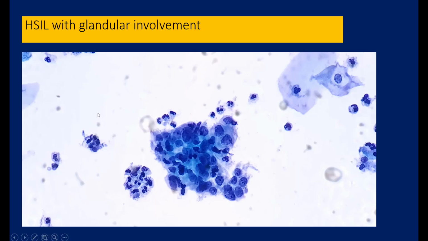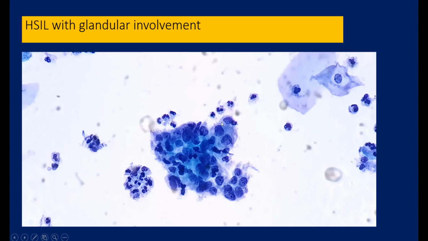Now this is what sometimes HSIL with glandular involvement looks like. These are extremely difficult cases to diagnose. You need to see a lot of cases and you have to gather a significant amount of experience not to mistake these clusters as glandular abnormalities. You have to look at the cells towards the periphery. You see the flattened cells. It can show the creation of gland-like acinar structures.